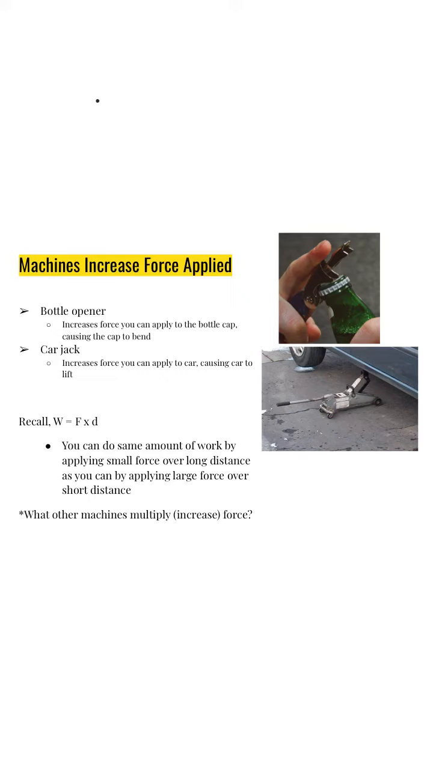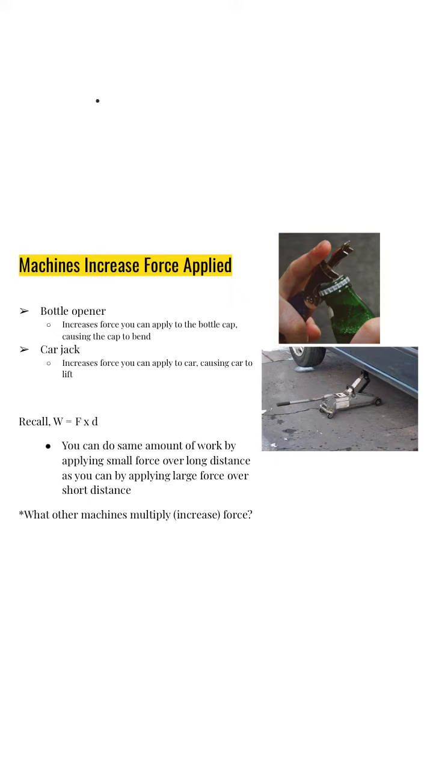So machines increase the force applied. Machines can do different things in order to make work easier, but one way they do that is they can increase the amount of force that a person is applying. For instance, a bottle opener. If you've ever tried to open a bottle that is not a twist-off cap without a bottle opener, it's nearly impossible because you can't apply the amount of force that's needed. A bottle opener increases that force and causes the cap to bend and come off the bottle.